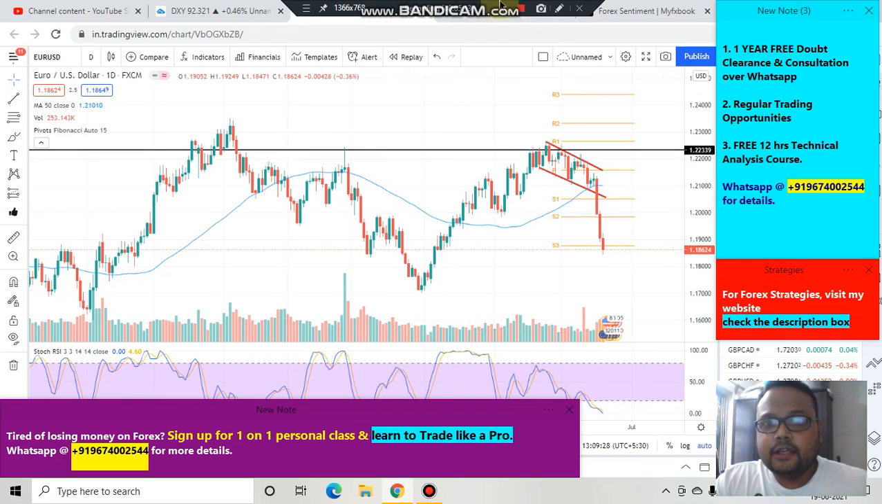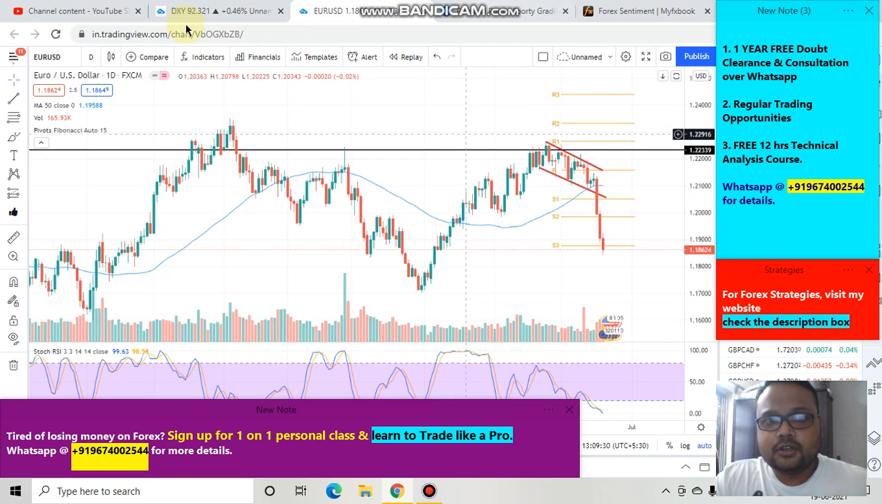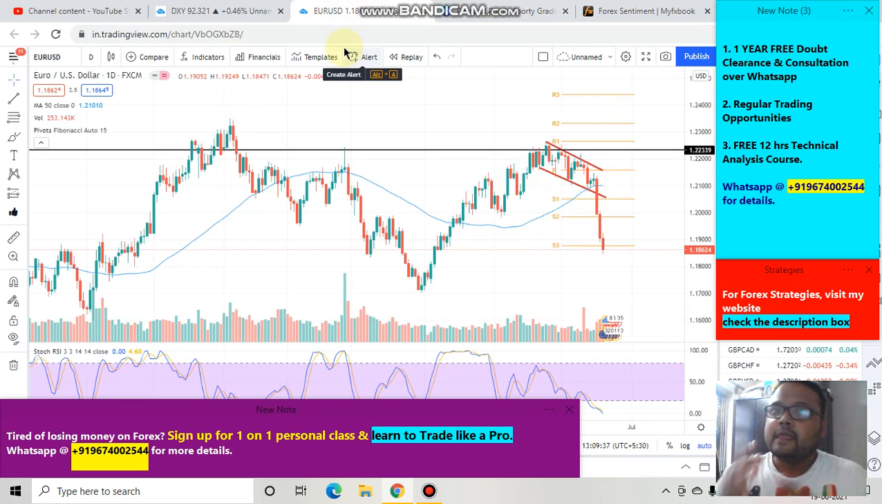You can see that US dollar is in a V position, very strong, and Euro is just the opposite. As a result, USD became very strong, and Euro saw some heavy sell-off. So this is the whole scenario going on.